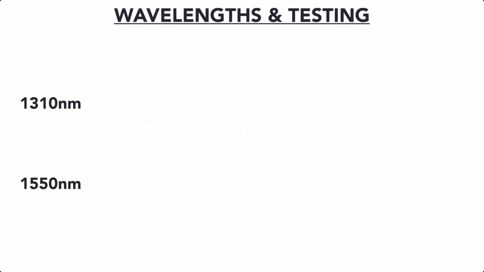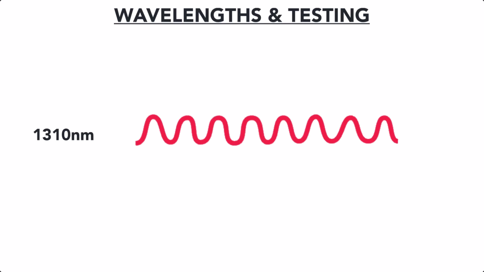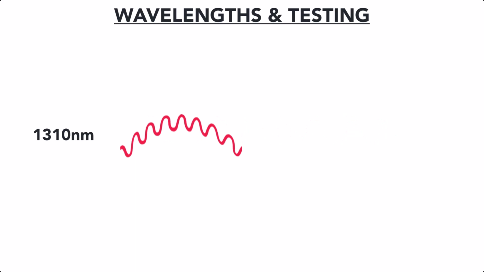Most networks are operating in these two windows. So these wavelengths have different principles while they're operating inside the glass. 1310, it's this really hyper wavelength. It's making a whole lot of bends and turns. It's going to be able to get through turns or dead ends a little bit easier.